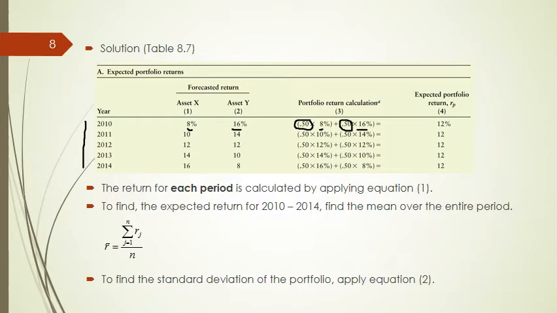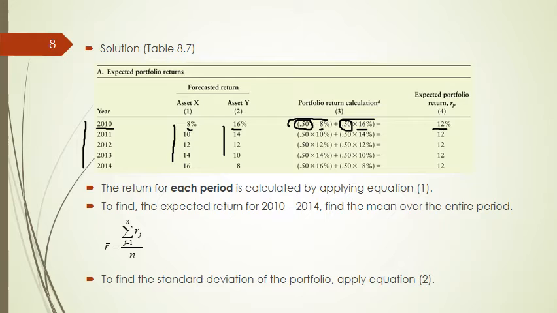As you can see, there's a correspondence there. And if you sum up these two terms, notably what is in brackets, what you will find is that the expected portfolio return for 2010 is 12%. And what you then do is you do that for each year. Obviously, these values change as the forecasted returns for asset X and asset Y differ from year to year. However, what you find is that the expected portfolio return for each year is 12%.